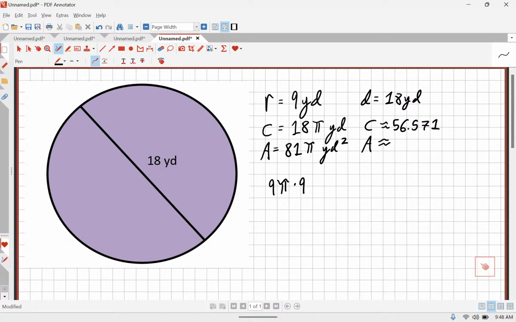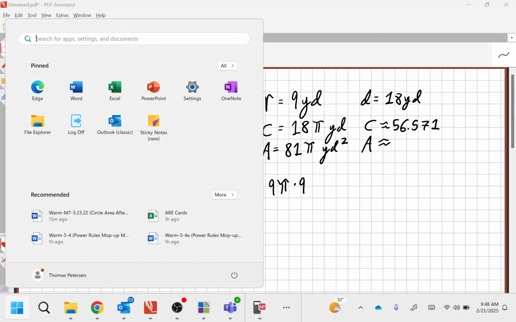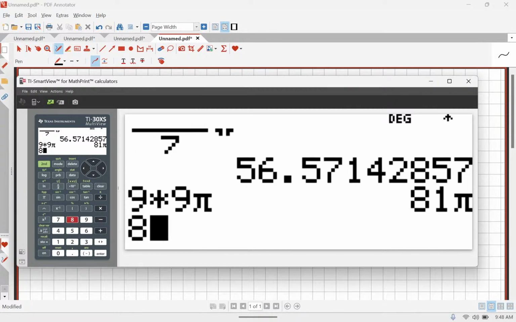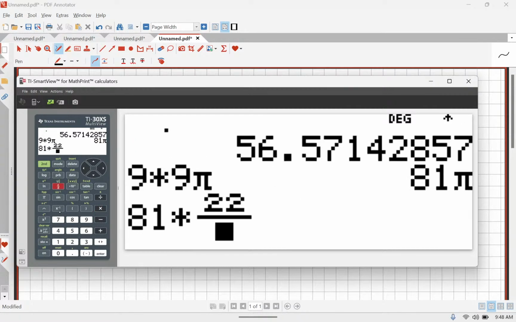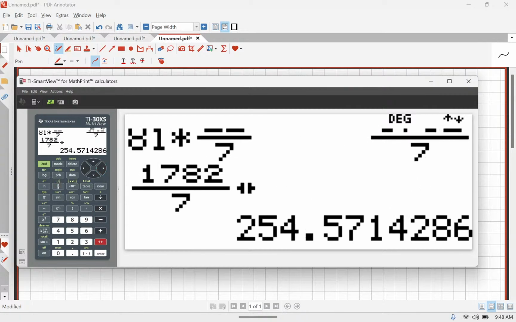Be right with you, Christo. Linnea, what's your favorite approximation of pi? 22. Yes. So 81 times 22/7 is about 254.571.